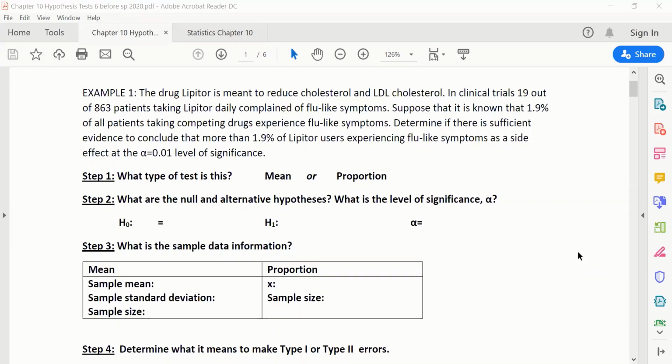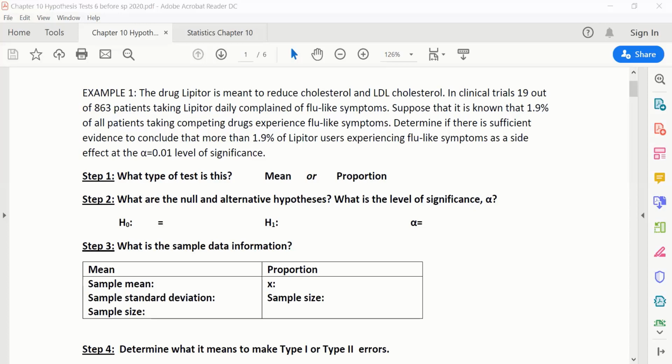The drug Lipitor is meant to reduce cholesterol and LDL cholesterol. In clinical trials, 19 out of 863 patients taking Lipitor daily complained of flu-like symptoms. Suppose that it's known that 1.9% of all patients taking competing drugs experience flu-like symptoms. Determine if there's sufficient evidence to conclude that more than 1.9% of Lipitor users experience flu-like symptoms as a side effect at the alpha is 0.01 level of significance.